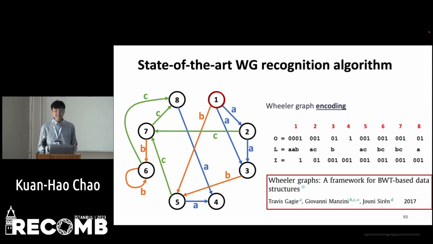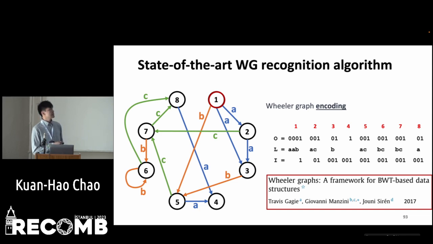So in order to understand GNT's algorithm, first I'll introduce how to encode the weird graph. This 3-bit array encoding approach was proposed by Mazzini and Sarah in a 2017 paper. A weird graph can simply be encoded into a very compact data structure, the 3-bit array data structure, using the bit arrays O, L, and I. The bit array O represents the out degree, L represents the label, and I represents the in degree.